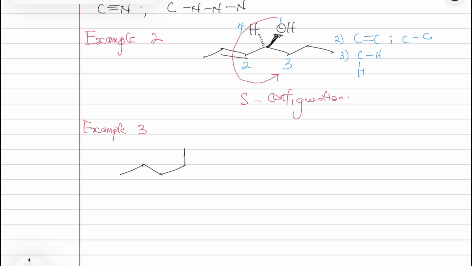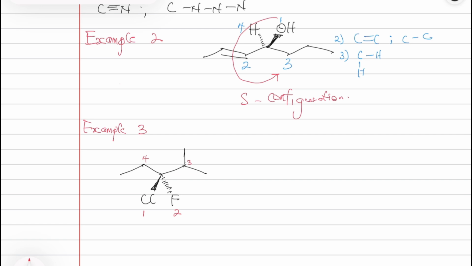Let us consider this example. We can assign priority based on atomic number. Chlorine is given the highest priority because of higher atomic number, followed by fluorine, then followed by 2 carbons. The third carbon has 2 alkyl groups and this one has just 1 alkyl group. So this is isopropyl group and this is ethyl group. That is why the isopropyl group is assigned position 3 and this 4, which is the ethyl group, is assigned position 4, which is the least priority.